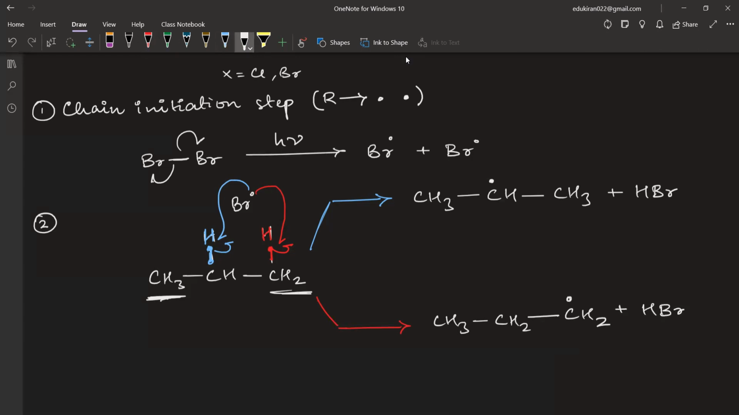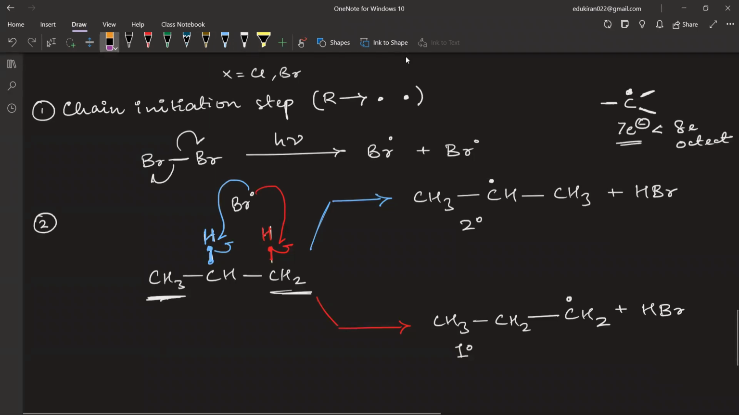Now, this is a 2 degree free radical. This is a 1 degree free radical. And we know that carbon free radicals have only 3 bonds and 1 electron. That means they have 6 electrons from the bonds and 1 electron as a free radical, that means 7 electrons. And if they have 7 electrons, that is less than 8 electrons, which is the octet. Hence these are electron deficient, and they need electrons in order to get stabilized.